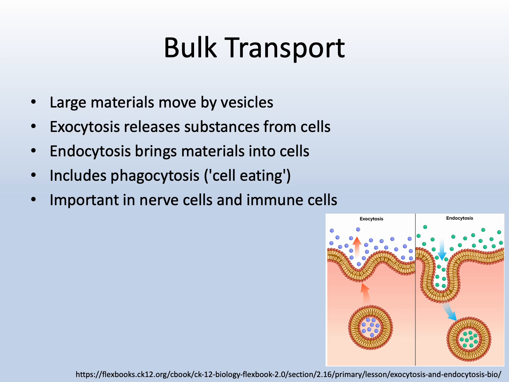One special type of endocytosis is phagocytosis, also called cell eating. This is where the cell engulfs large particles or even other cells. Immune cells often use this strategy to destroy bacteria and other pathogens. Bulk transport is especially important in nerve cells, which release neurotransmitters, and in immune cells, which need to engulf and remove harmful invaders. In this picture here, you can see that.